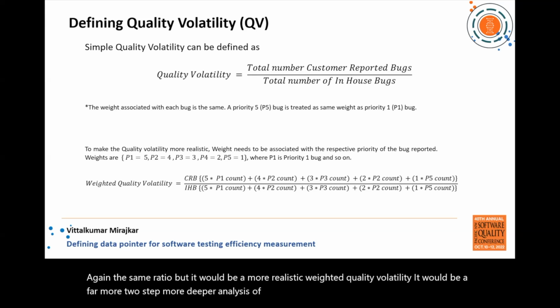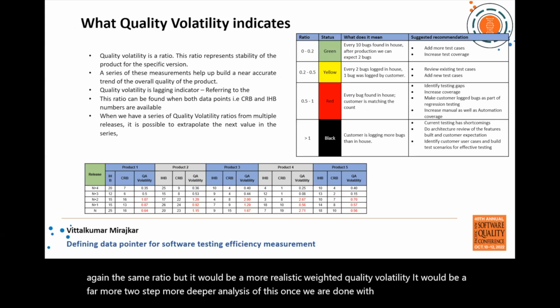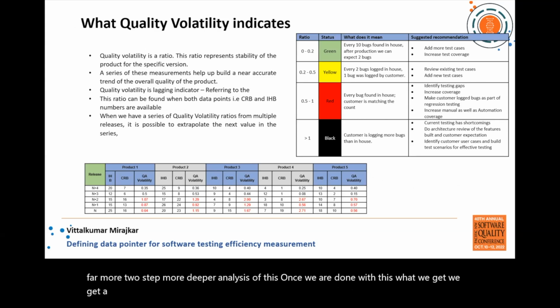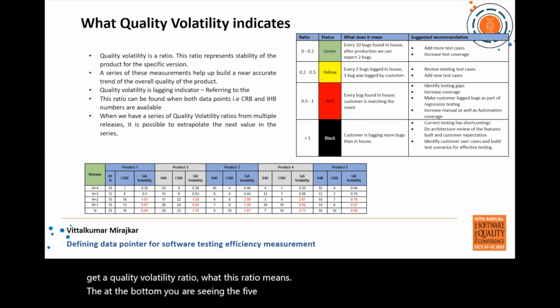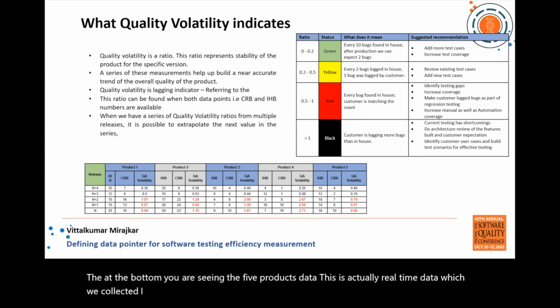Once we are done with this, what we get is a quality volatility ratio. What does this ratio mean? At the bottom, you are seeing the data for 5 products. This is actual real-time data which we had collected. N is the base, N plus 5 is the latest version, and N plus 1 to N plus 4 are the release cycles that we had collected data for.